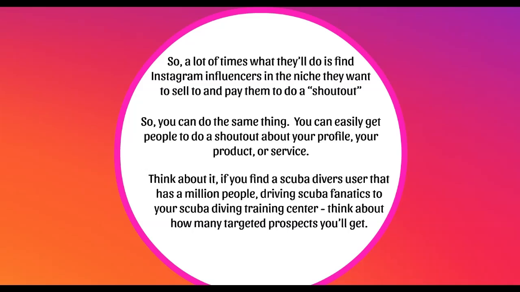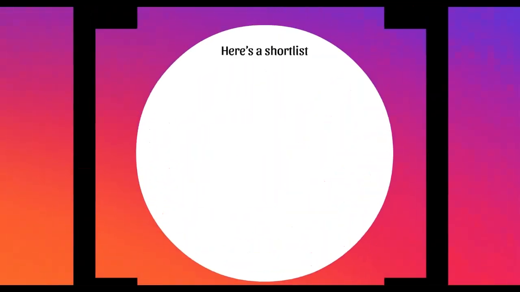So think about it. If you find a scuba diver user that has 1 million followers driving scuba diving fanatics to your scuba diving training center, I mean, think about how many targeted prospects you're going to get, right? See how powerful this is? So let's talk about a short list of where you can go to actually do this. You can go to shoutcart.com and pay people money. The nice thing about this is you can come here, you can find people specifically targeting specific demographics and specific interests and specific hobbies. You can go to buysellshoutouts.com.